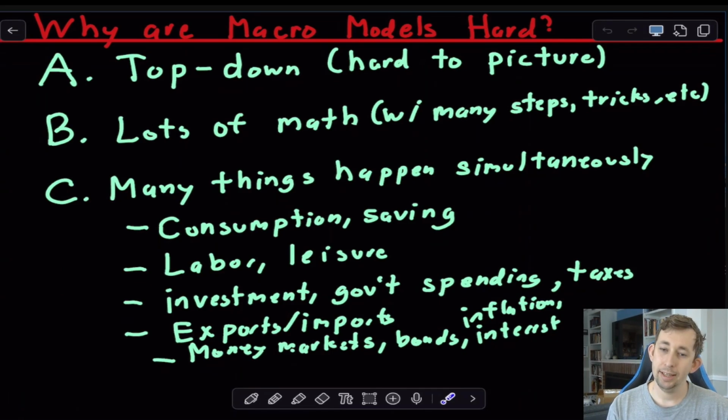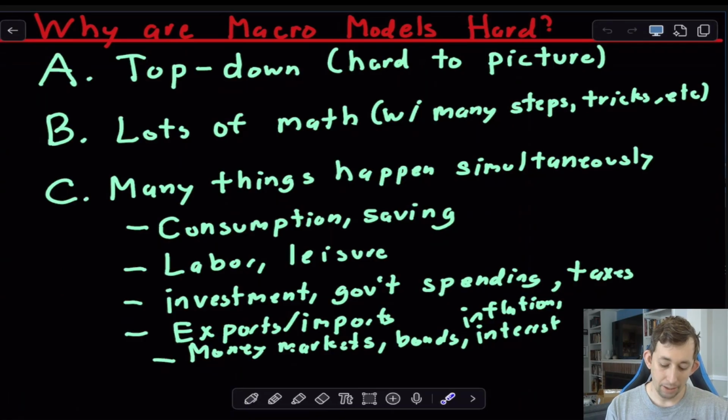Some of the reasons that I think macro models can be hard to understand: number one, they're top down a lot of times, so it's hard to picture the entire economy at once. There's lots of math associated with these models. There's typically a lot of steps to solving equilibrium or balanced growth paths or things like that. Sometimes we use math tricks that sort of come out of nowhere.